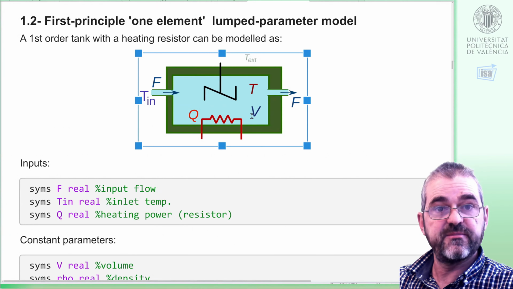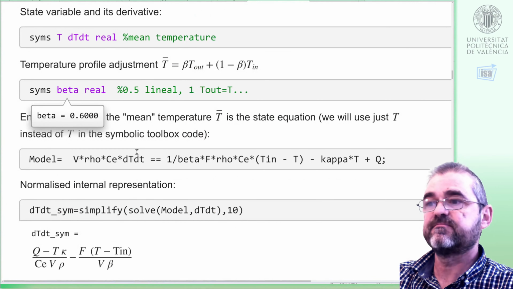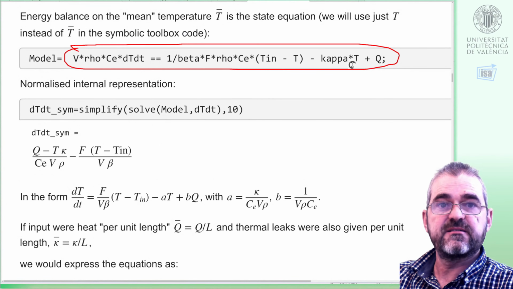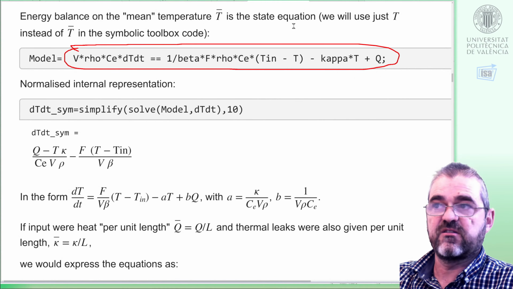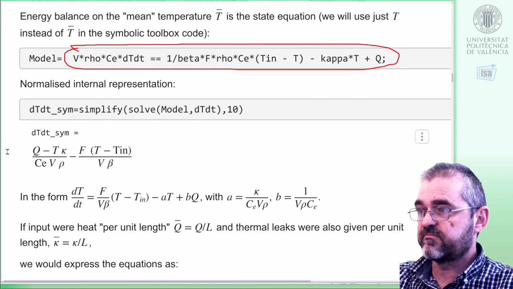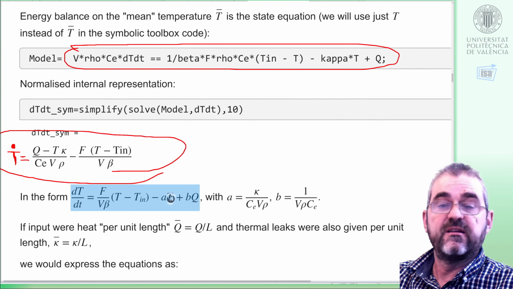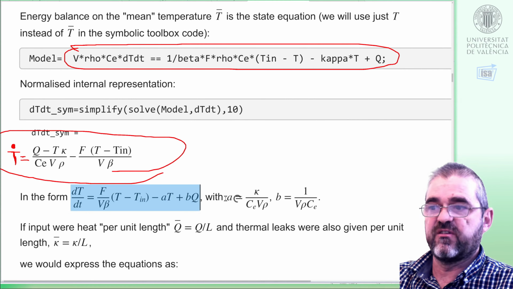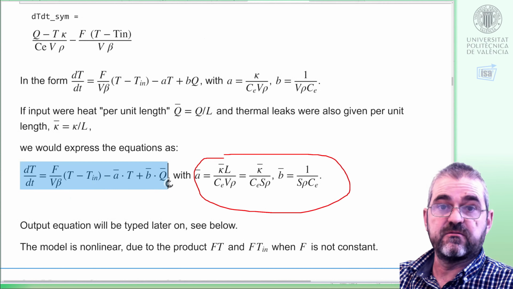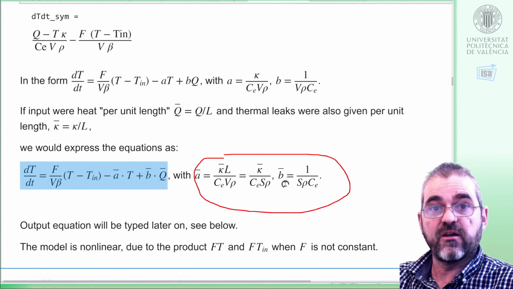If we have a lumped parameter model, inputs are flow, heating power, and inlet temperature. We have this beta, and this is the energy balance on the mean temperature. We will just use the symbolic variable capital T instead of bar T we dealt with in the text. So the state equation, the time derivative of the mean temperature, is given by this expression. Or we can just move things if we find it convenient, or if our input and heat transfer coefficient are given per unit length, then we get this expression. But as I said, the details are in other videos.